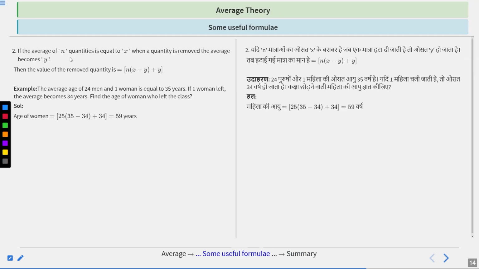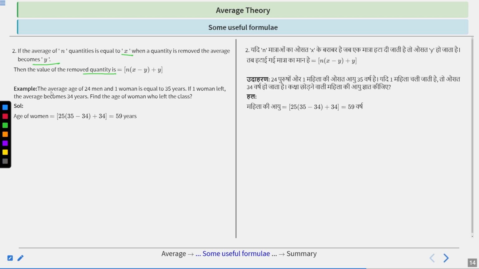If the average of n quantities is equal to x, and when a quantity is removed the average becomes y, what does it mean? It means the value of the removed quantity is n into (x minus y) plus y.